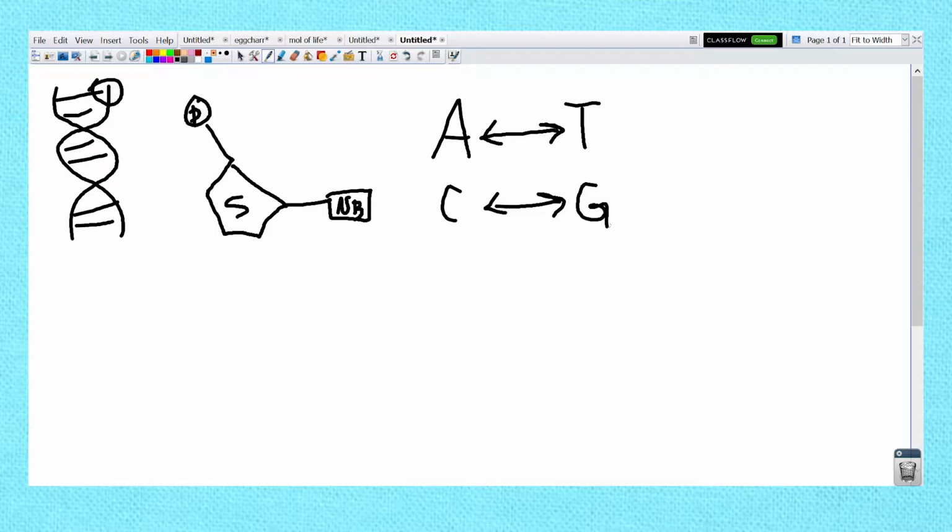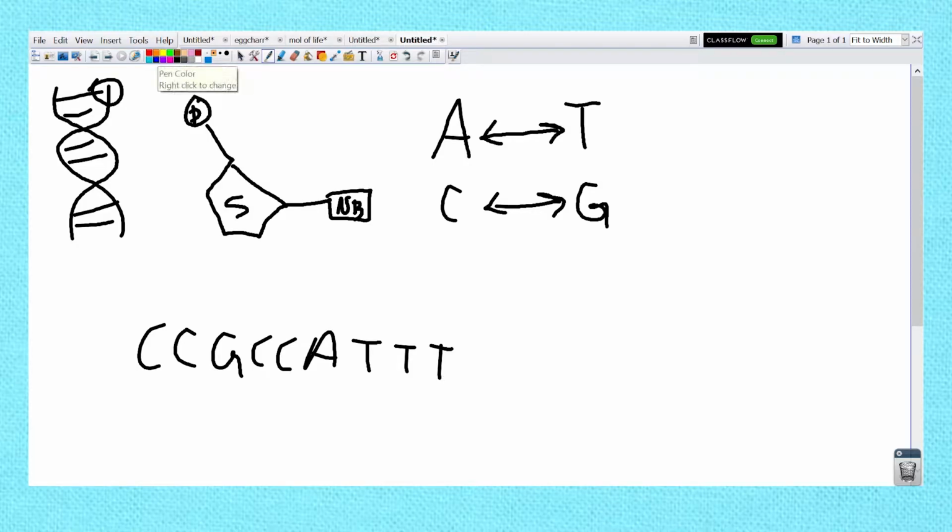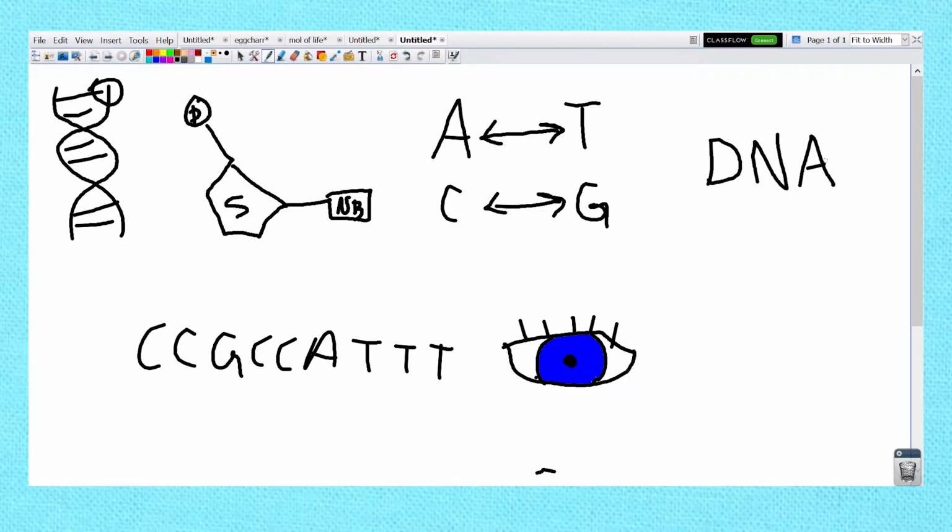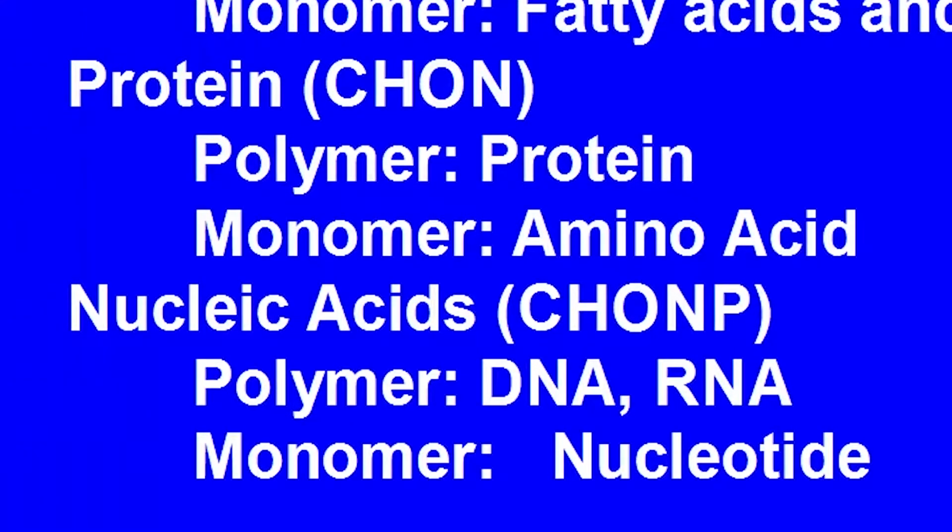A section of DNA is the genetic code. This is going to tell you a specific trait. It's going to code for an allele. It's going to code for something about you. Maybe this codes for blue eyes. DNA stands for deoxyribonucleic acid. We know there are 2 nucleic acids from our molecules of life, DNA and RNA.